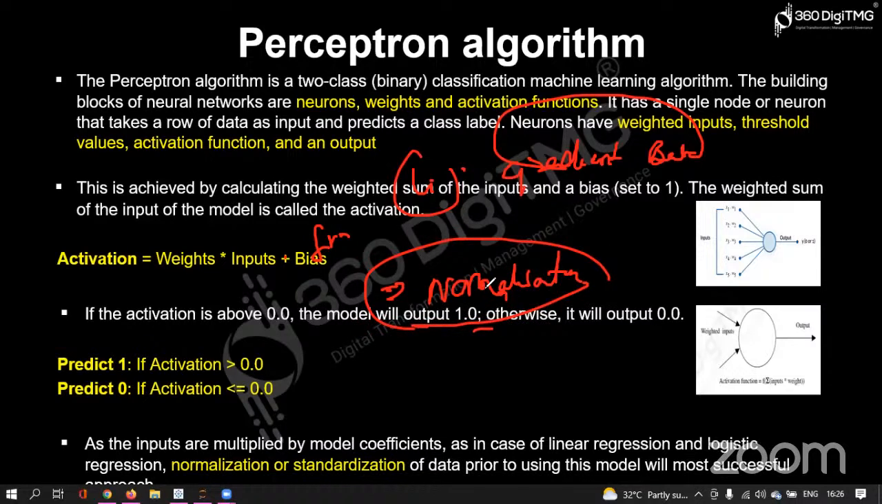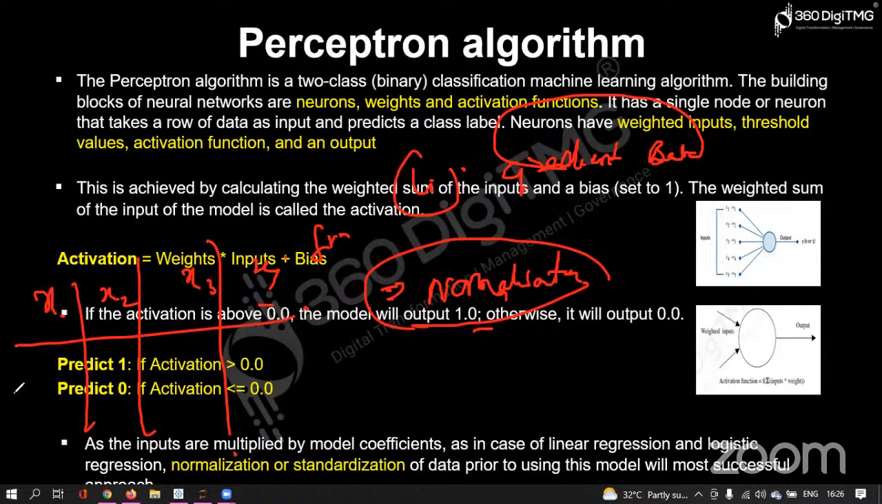Since whatever inputs we are using may have high variance in the data input itself. Let's say x1, x2, x3, x4.